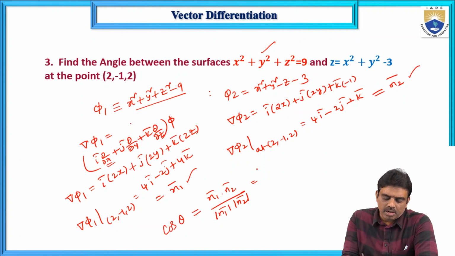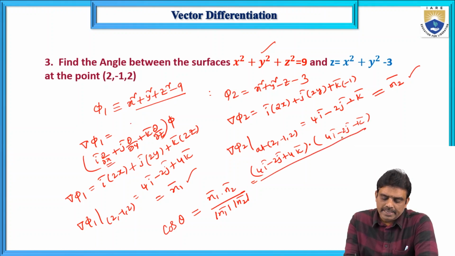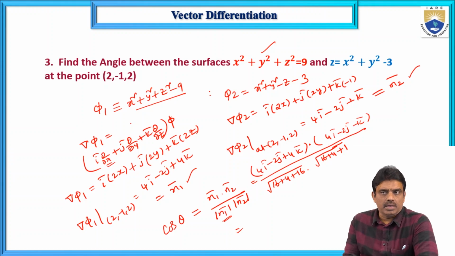This 4i bar minus 2j bar plus 4k bar, dot product with what is n2 bar? 4i bar minus 2j bar minus k bar, divided by the magnitude of n1 bar, that is square root of 16 plus 4 plus 16, and the magnitude of this one is square root of 16 plus 4 plus 1. On making the dot product, i bar dot i bar is 1, j bar dot j bar is 1, k bar dot k bar is 1, remaining all are zeros.